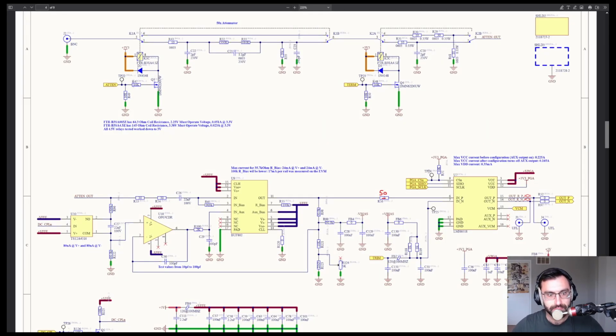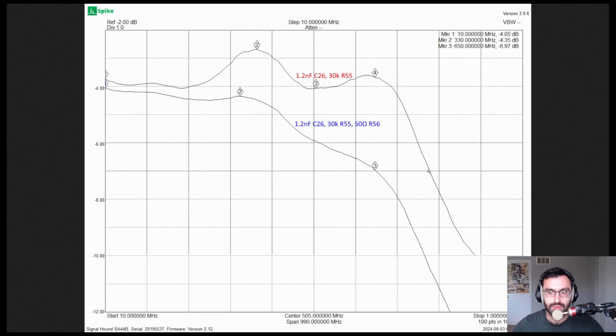So I tried 50. And that's more like it. As you can see here, our 3 dB bandwidth is lower, and that's to be expected when you add a resistor in the path, but we have essentially no peaking and a nice smooth response, so that looks good.